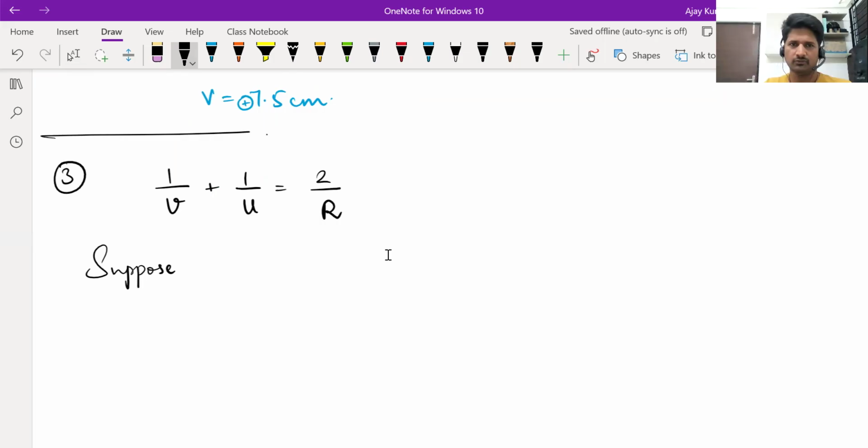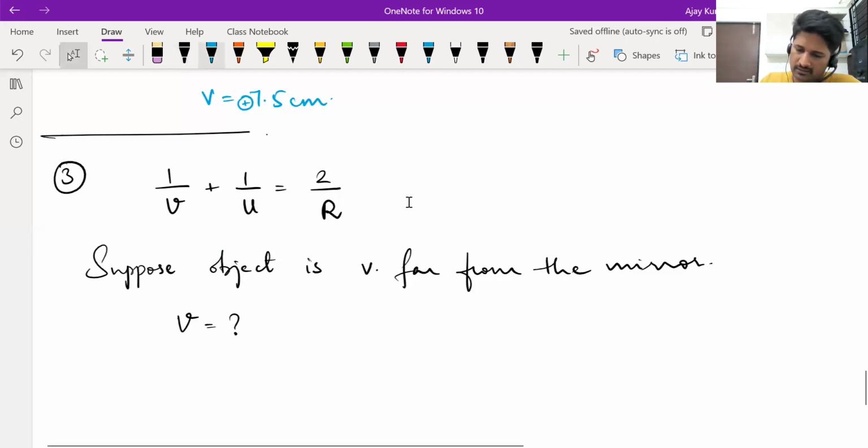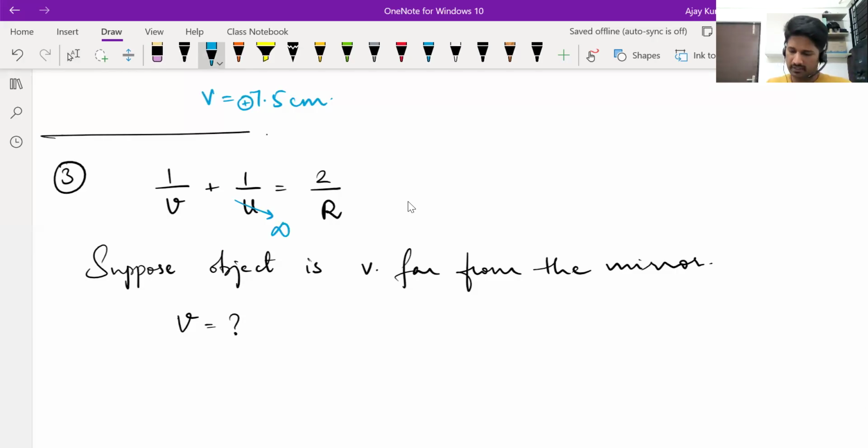Next thing we are going to discuss is the focus. Okay. Suppose object is very far from the mirror. Then what will the image distance be? Very far from the mirror, you assume u tends to infinity. If u tends to infinity, you get 1 by v is equal to 2 by r. That means the image will be formed at r by 2, half of the radius.